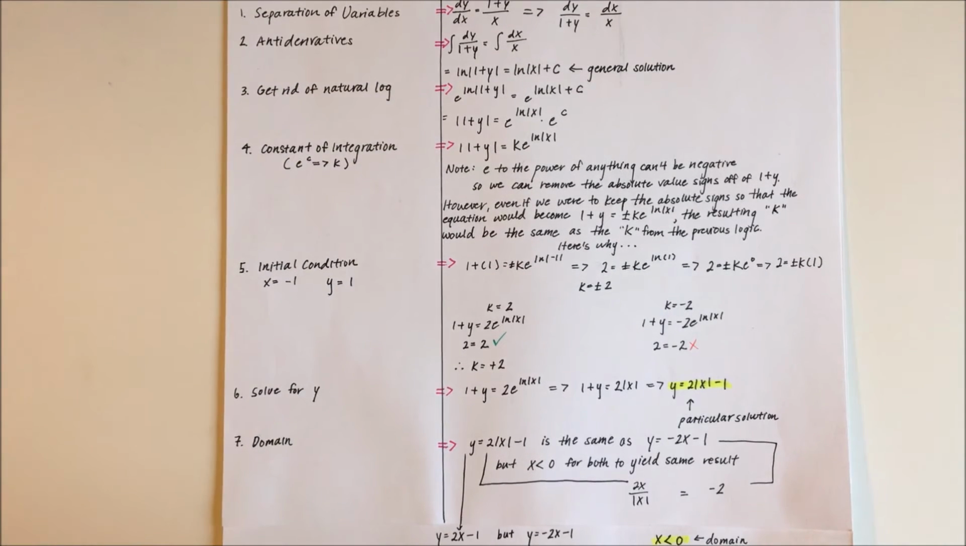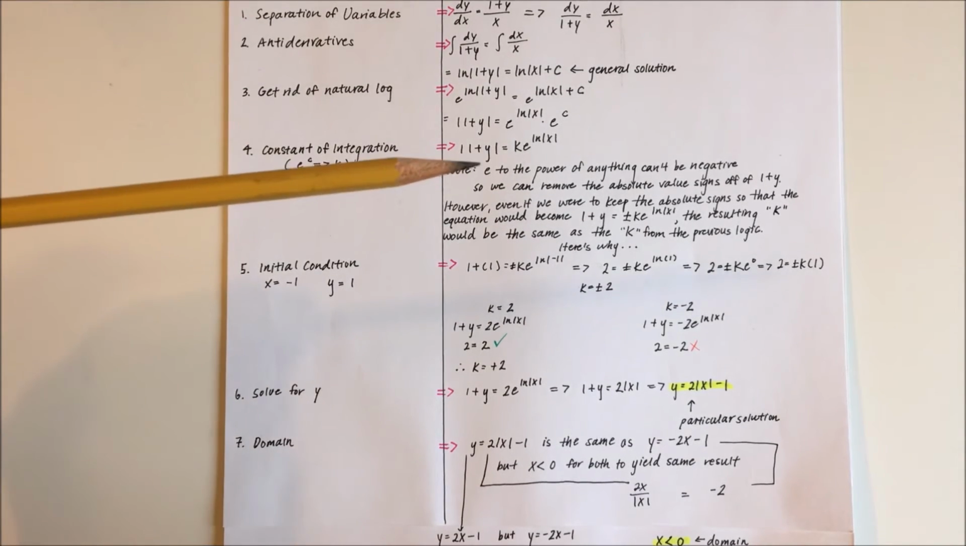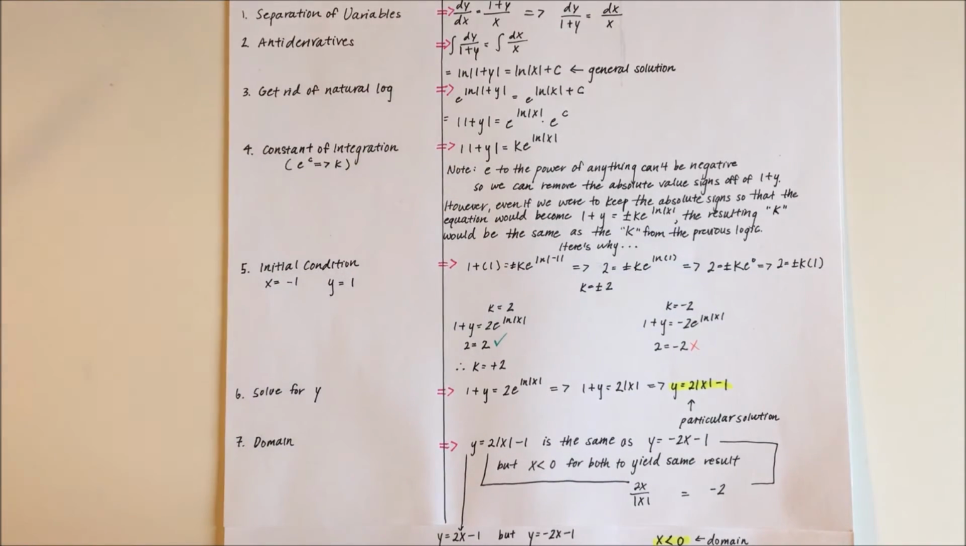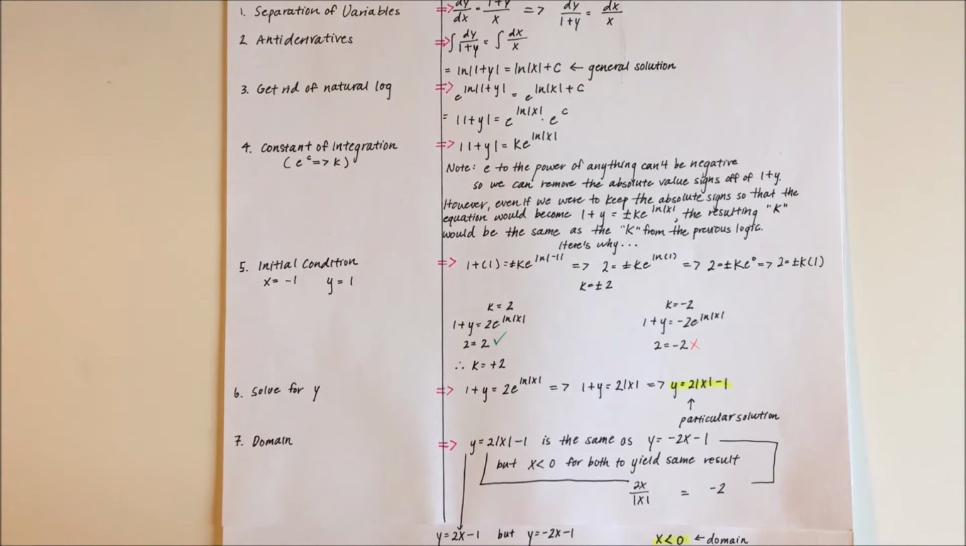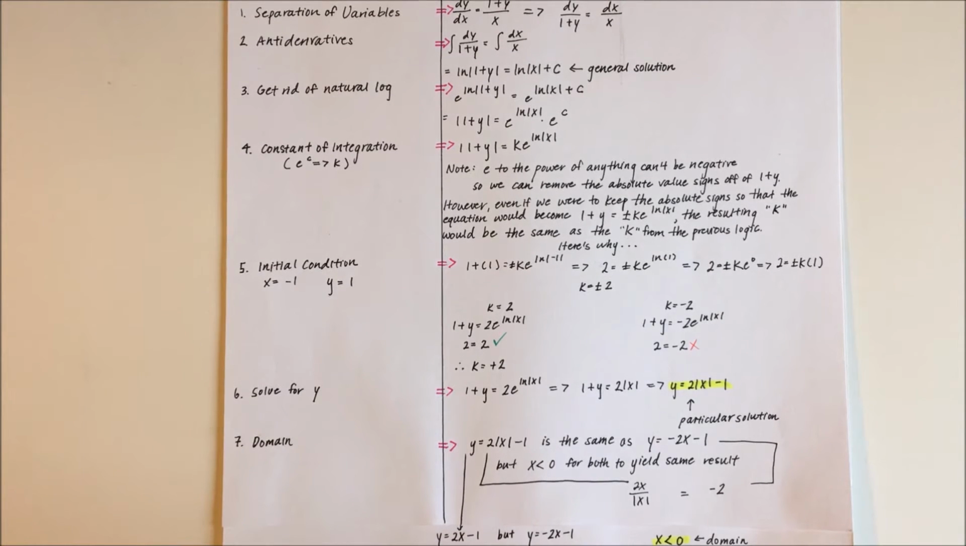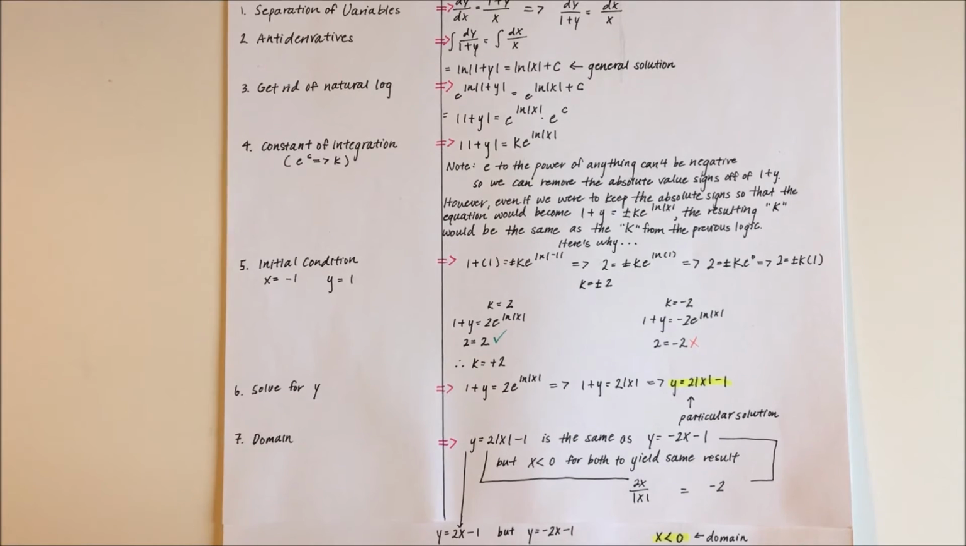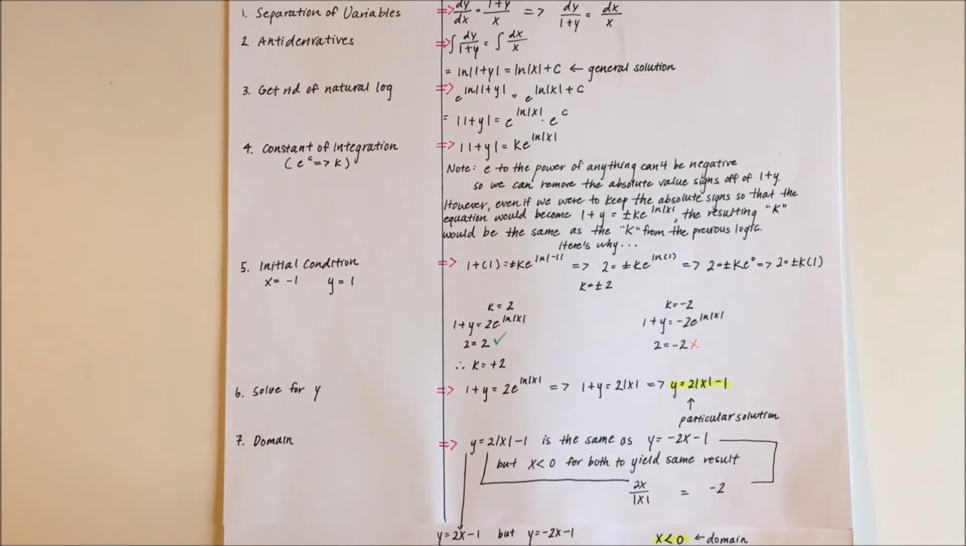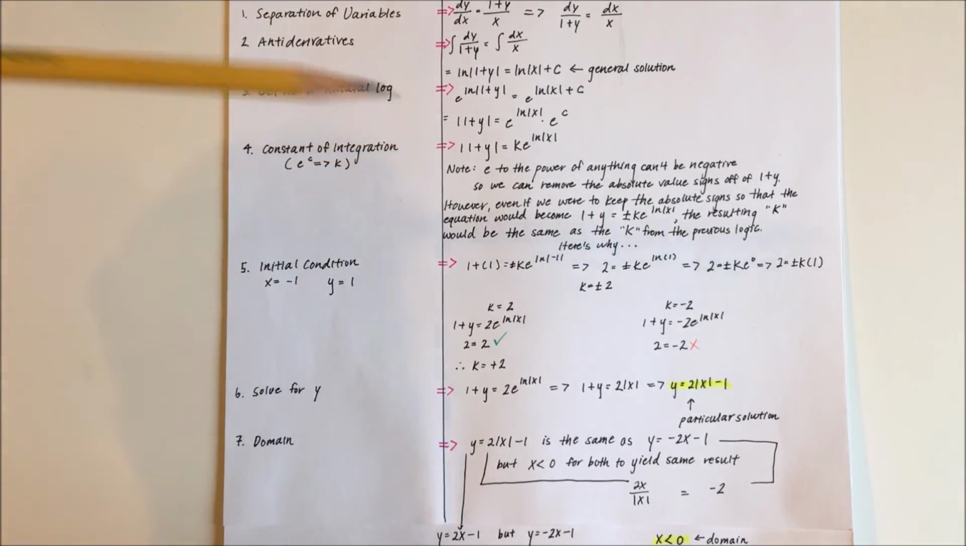E to the power of anything can't be negative, so we can remove the absolute value signs from 1 plus y. However, even if we were to keep the absolute value signs so that the equation would become 1 plus y is equal to positive or negative k times e to the power of ln of the absolute value of x, the resulting k would still be the same as the k from the previous logic.